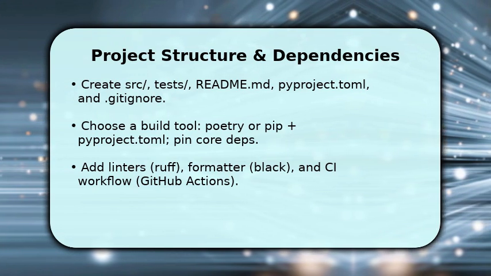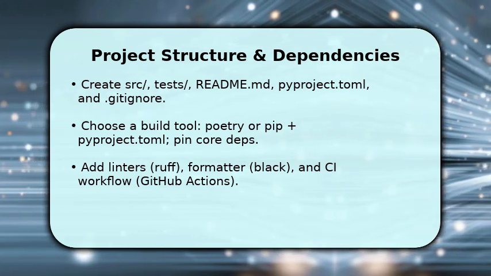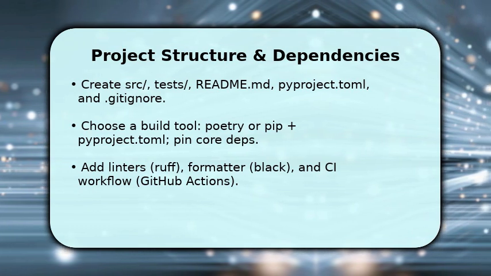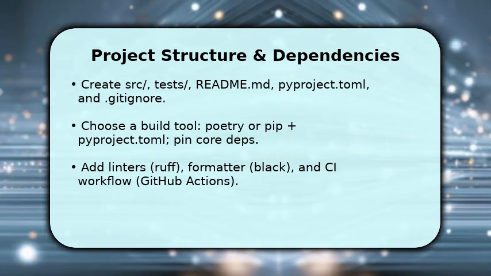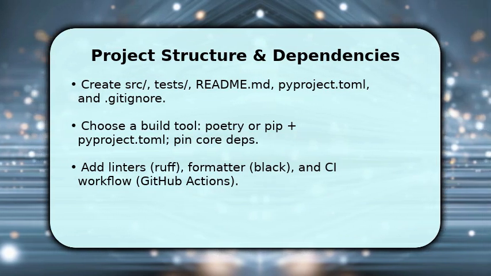Then add Ruff and Black to enforce consistency, and write a simple CI workflow that installs, tests, and lints on push. This automates quality checks and catches regressions early.